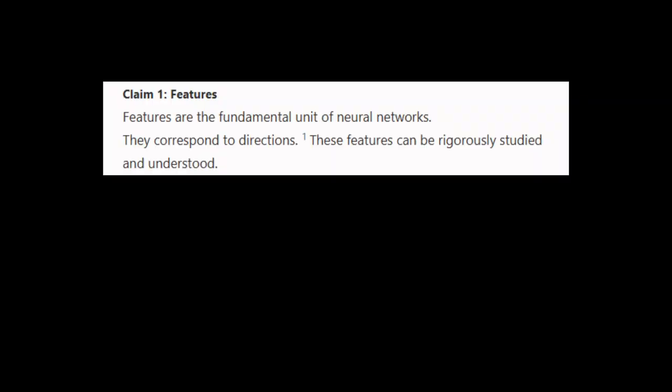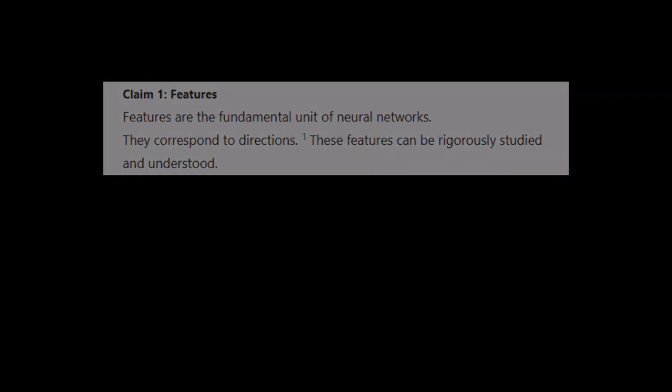The next claim we discuss is the claim about features. Features are the fundamental units of neural networks. They correspond to directions. These features can be rigorously studied and understood. Let's take it apart and start with the first part.